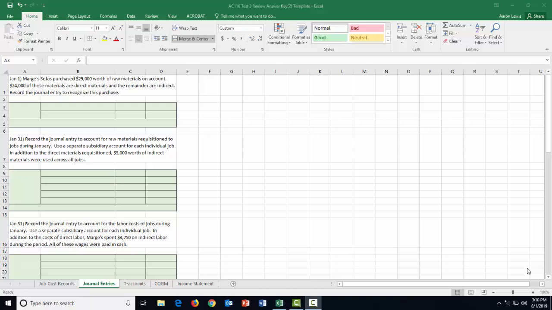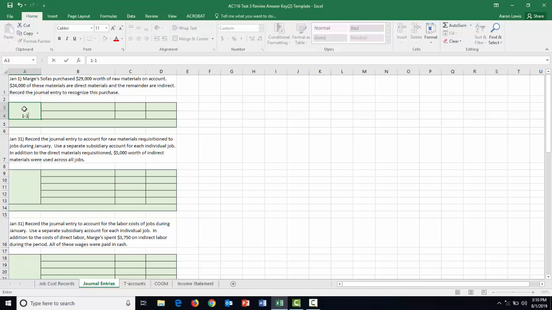We've already completed Marge's Sofas' job cost records. Now we get to move on to the journal entries. The first transaction we have to journalize is when Marge's Sofas purchased $29,000 worth of raw materials on account. Of that $29,000, $24,000 were direct materials and the remainder were indirect materials. We need to record the journal entry for this purchase.